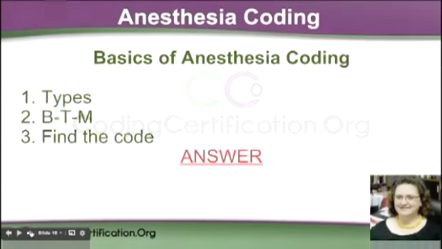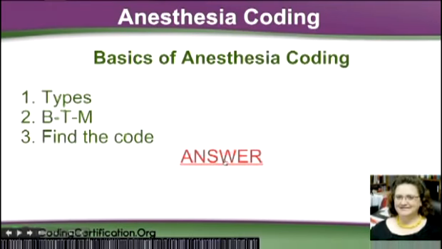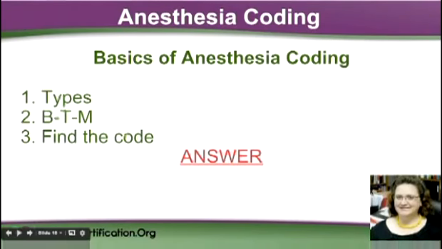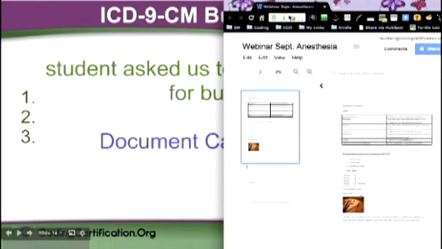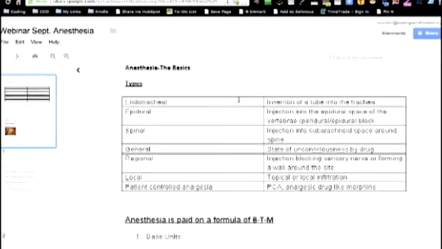The first thing you need to know, there's three things you basically need to know when you're doing basic anesthesia coding. You need to know the type, the BTM, and find the code. So let's click on the answer here and let's look at the paper that I worked up. Oh, that's very tiny. Oh, there we go. All right.